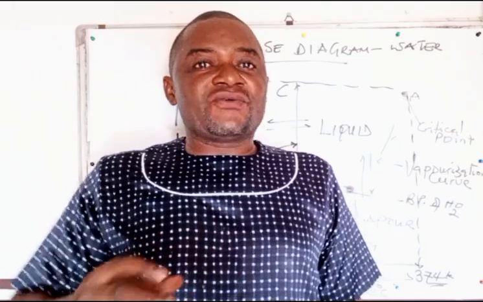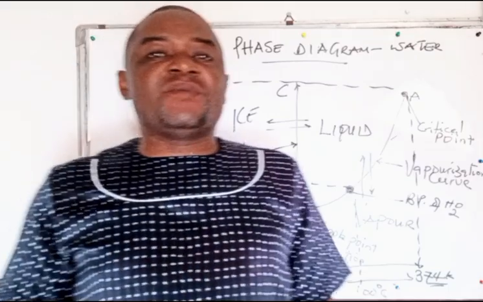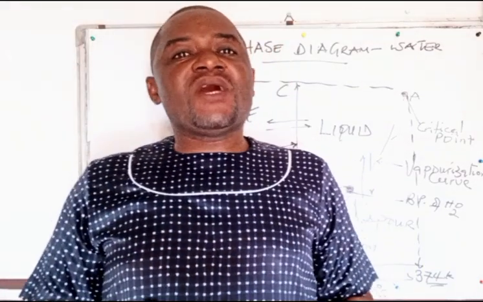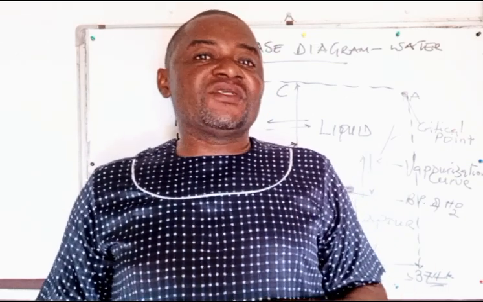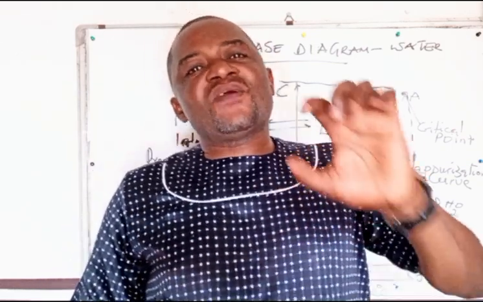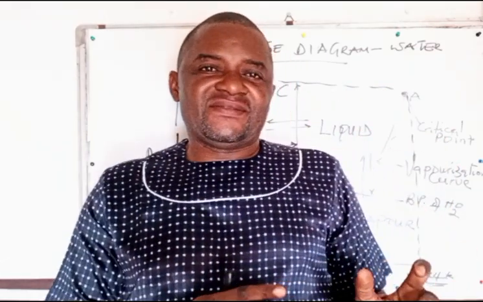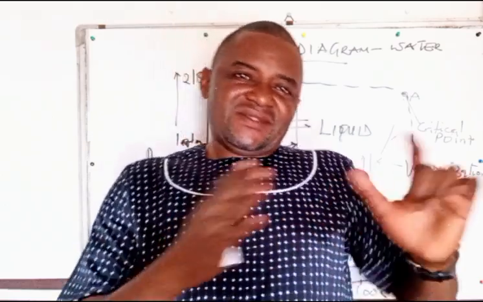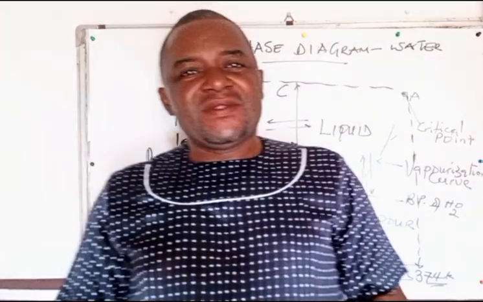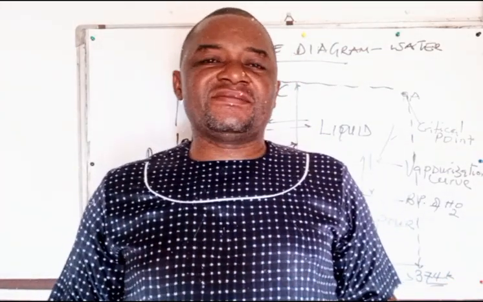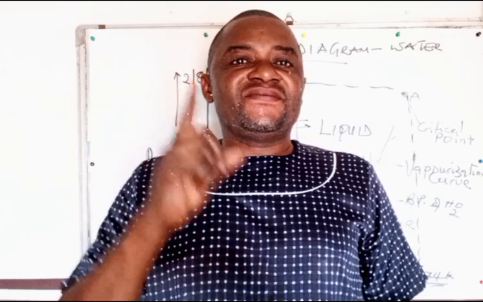But if you want it to return to the ice, it means you have to reduce the temperature and increase the pressure to more than 1 atmospheric pressure, and the temperature should also be less than 100 degrees Celsius, to achieve the equilibrium shift from the vapor to the solid ice, or from the liquid to the solid ice. So in today's lecture, we have been able to establish the fact that temperature and pressure play a critical role in phase changes.